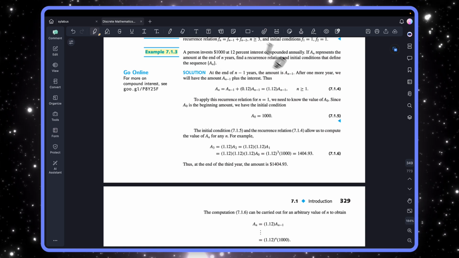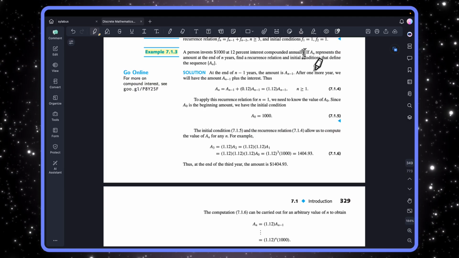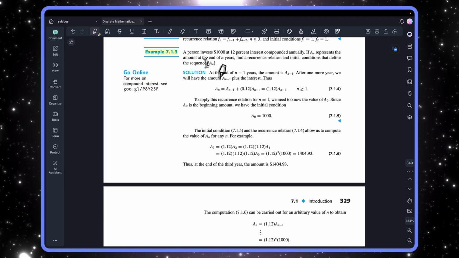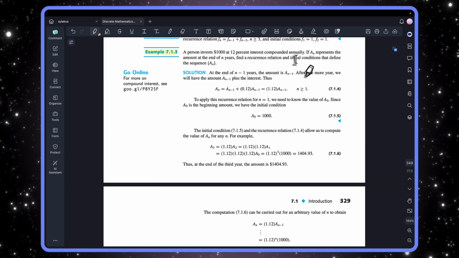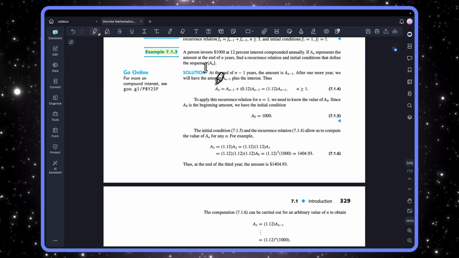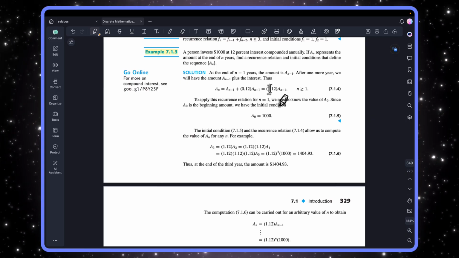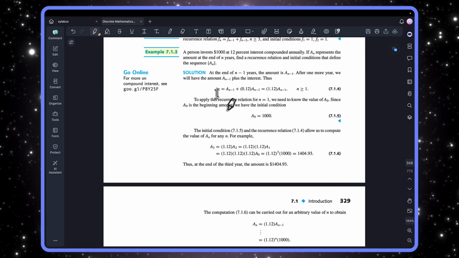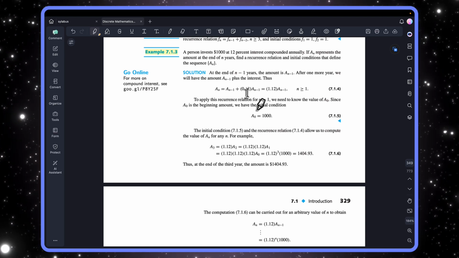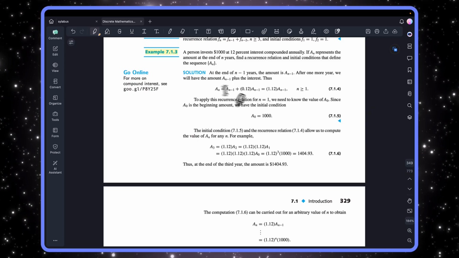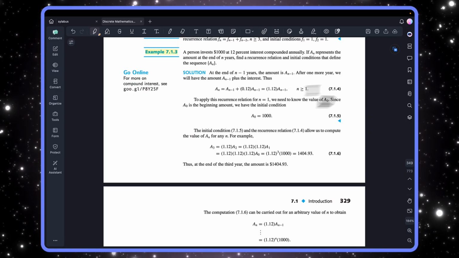Here's another example. The idea here is we're going to invest $1,000 at 12% interest compounded annually. If a_n represents the amount at the end of n years, then we want to find a recursive relationship and an initial condition that defines the sequence a_n. So here is how it works: a_n is always the amount you had at the end of the last year, a_(n-1), plus 0.12 times a_(n-1). If you do a little algebra, that's 1.12 times a_(n-1) for n greater than or equal to 1.